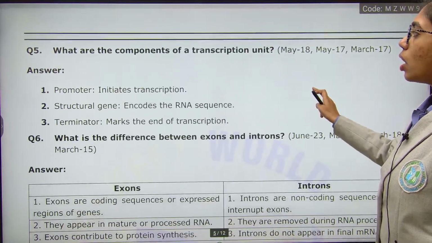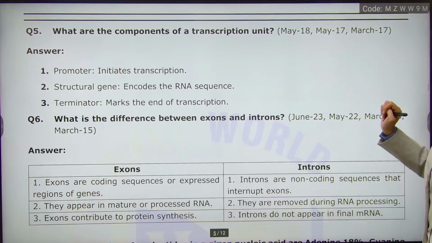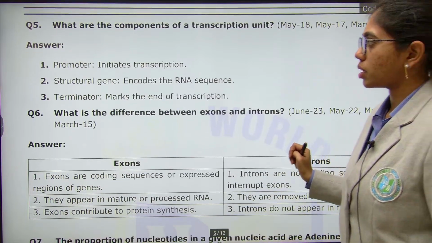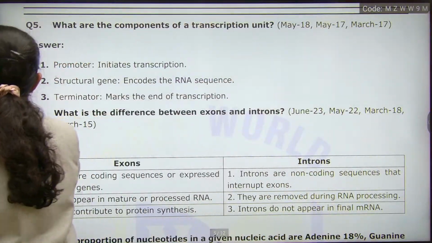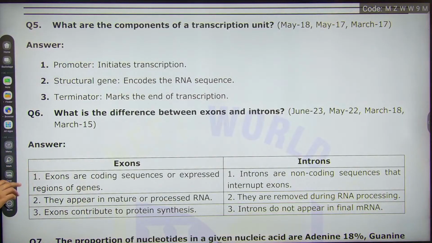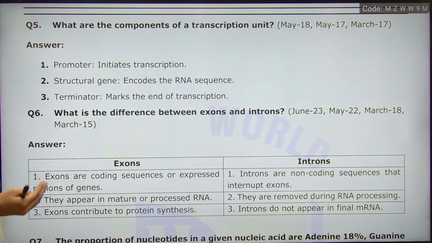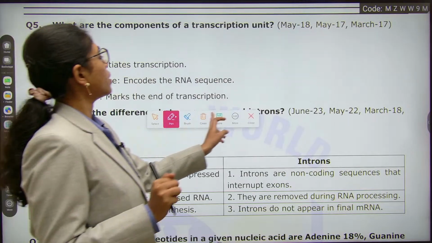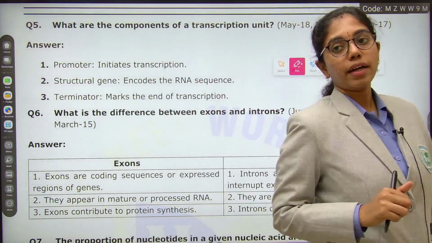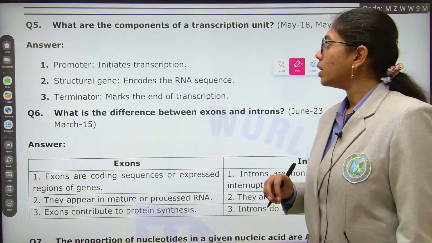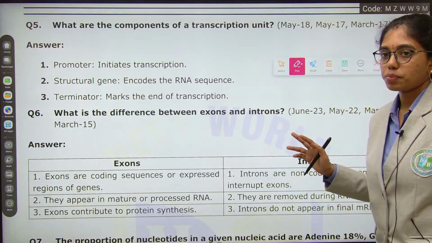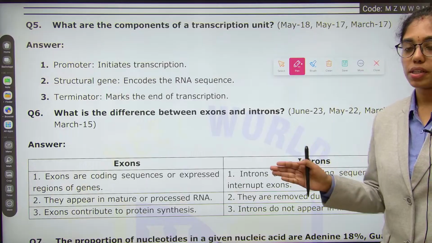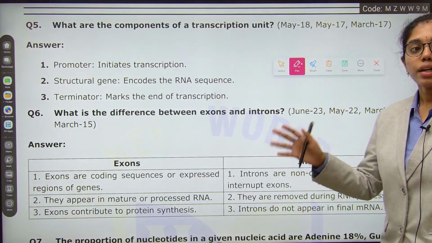What are the components of a transcription unit? The promoter will initiate the transcription. The structural gene will encode for the RNA sequence, and the terminator will mark the end of the transcription. These are the components of a transcription unit, starting from the promoter, followed by the structural gene, and ending with the terminator.